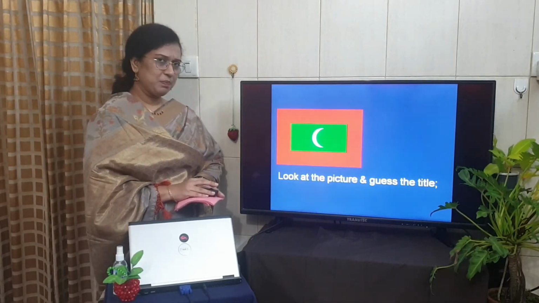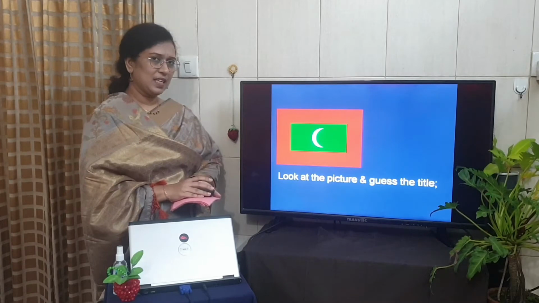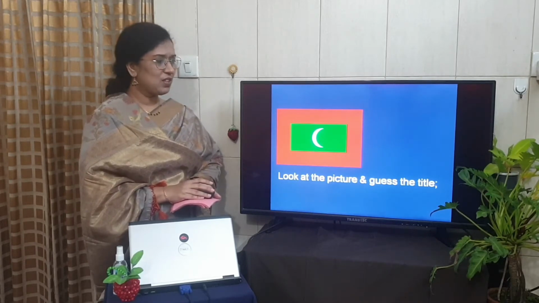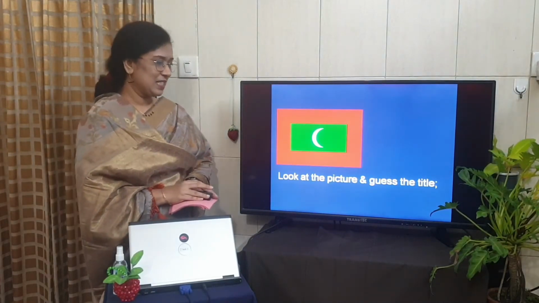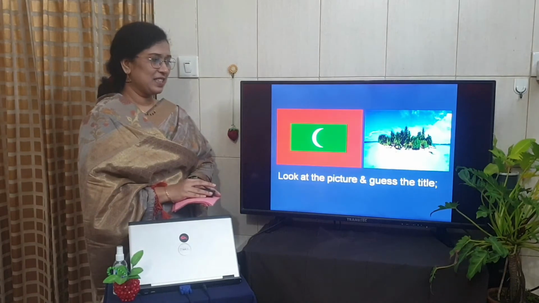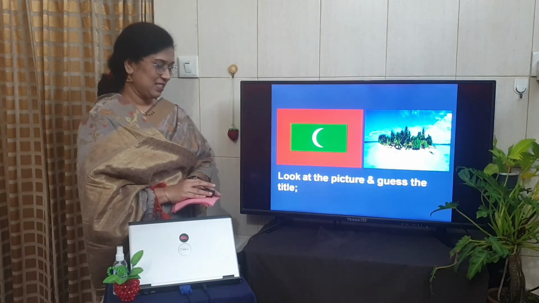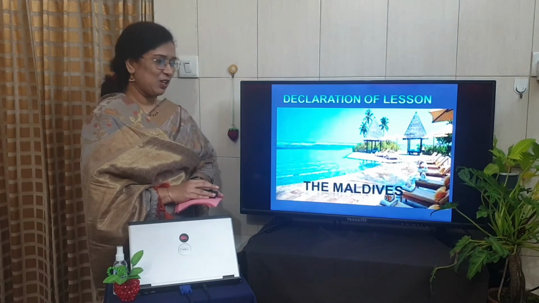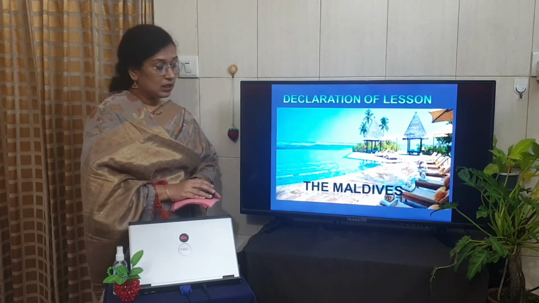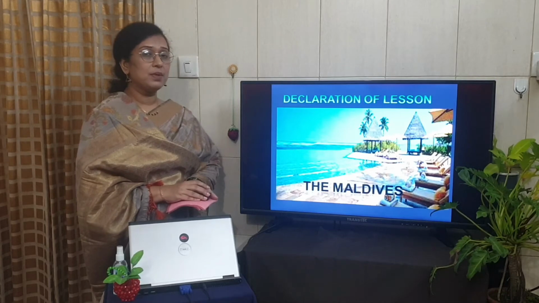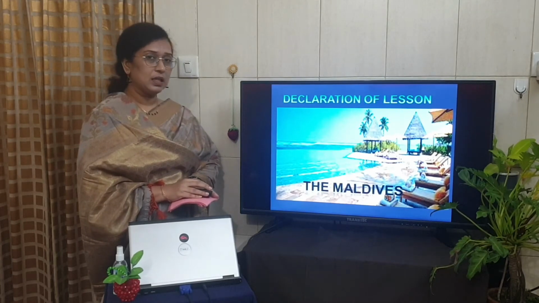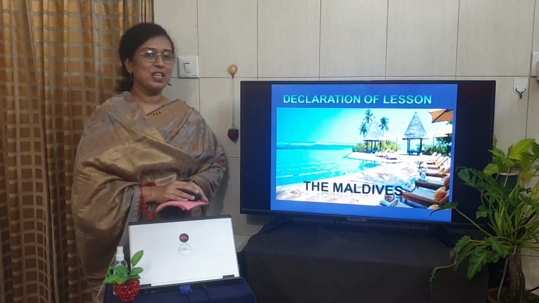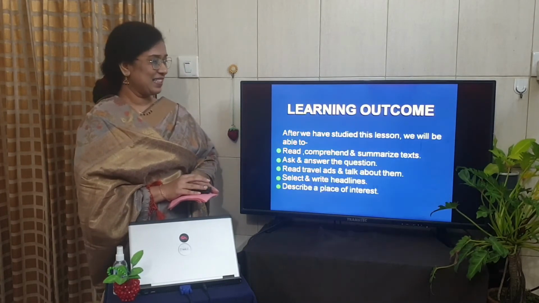Look at this flag. Do you know which country is related with this flag? I think that we have mentioned it before. So which country is this? Thank you. The Maldives. Now look at the lesson. This is not the Maldives. This is Maldives. There are some islands, more than 1,000. So they are the Maldives. We are going to read about our neighboring country, Maldives.